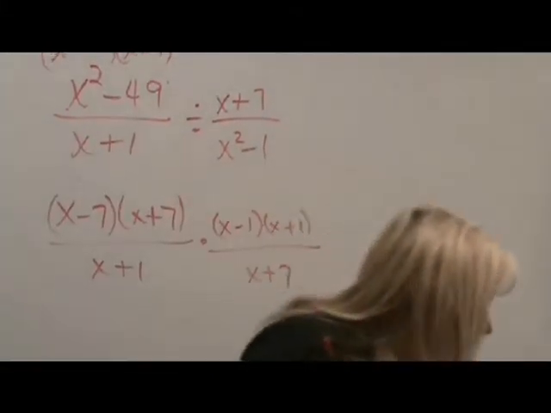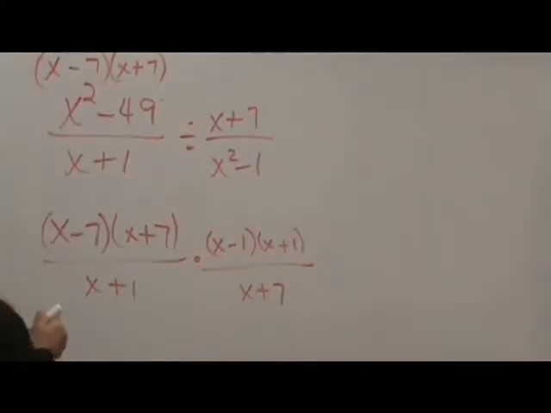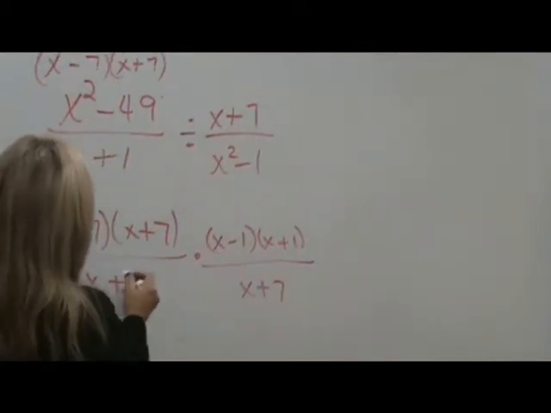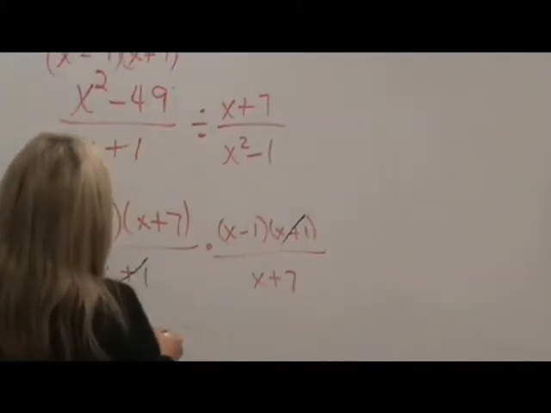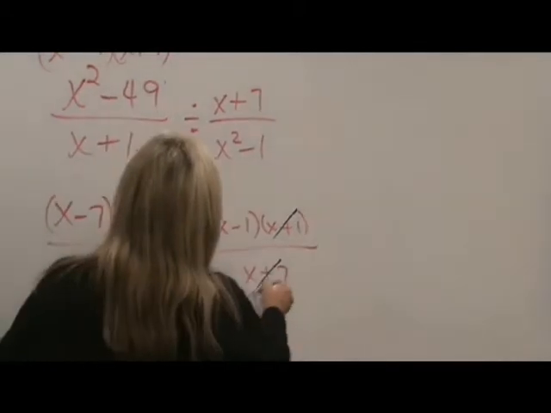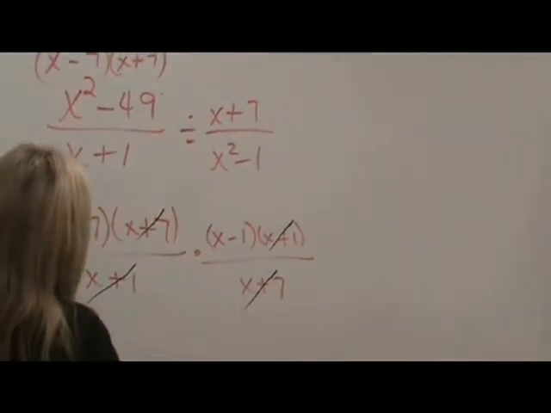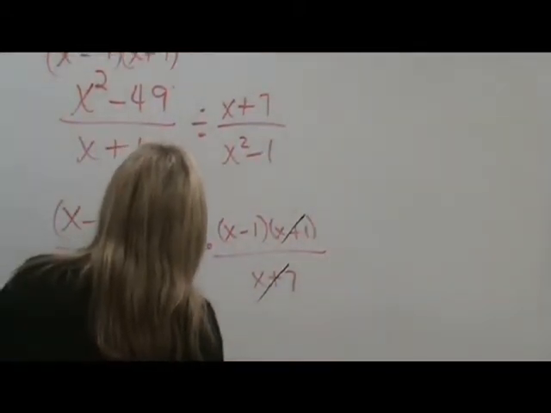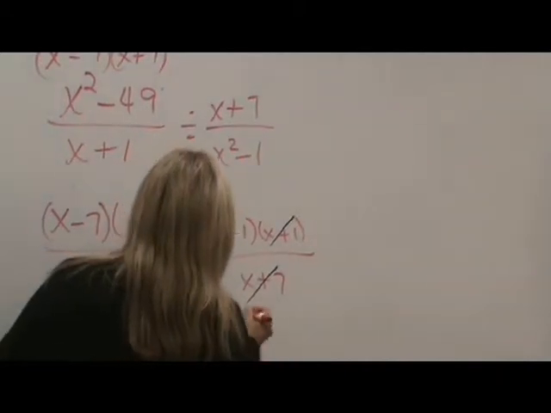And then we can cancel it out. You've got an x plus 1 and x plus 1, x plus 7, x plus 7. So it leaves x minus 7 and x minus 1. Very good. Okay.